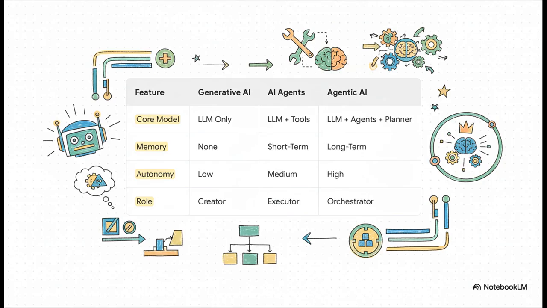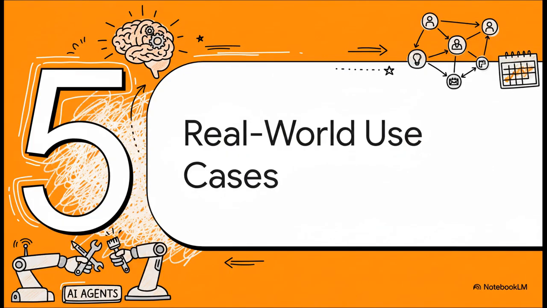This table really lays it all out. Just follow along from left to right and you see this clear evolution. The core model gets way more complex. The memory goes from basically zero to short-term all the way to long-term. And the autonomy, the ability to act on its own, just skyrockets. You see the role grow from a simple content creator to a task doer, and finally to a true workflow orchestrator.